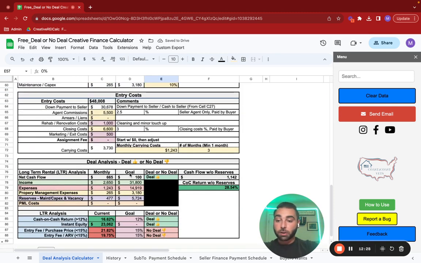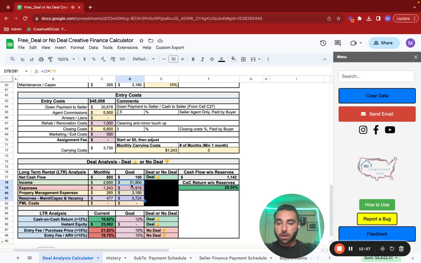And then next are your goal sections. So the goal in this instance is your net cash flow. Your goal is $100 a month of cash flow on this property. You're generating $665. This tells you that that's a deal. Based on your goal of $100, which you can change to $1,000, which will tell you it's not a deal, or whatever your amount that you're looking for, put your goal here so it's easier for you to determine if that's a deal or not.